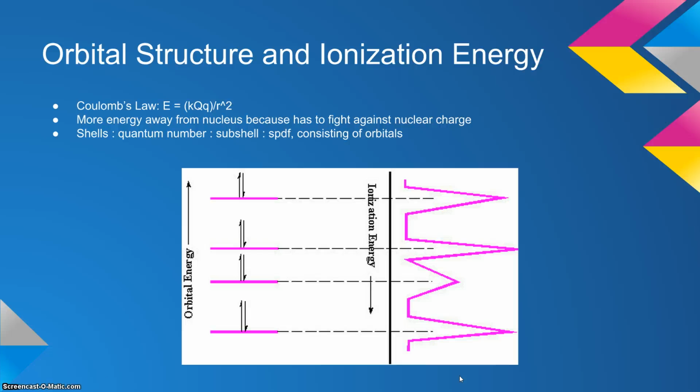So using photoelectron spectroscopy can tell you a lot about the relationship between orbital energy and ionization energy. We talked about Coulomb's law earlier, and how the electrostatic attraction between the electron and the nucleus is inversely proportional to the square of the distance between them. And we know that as an electron gets farther and farther away from the nucleus, it has more energy because it has to essentially fight against the energy that is pulling it towards the nucleus.